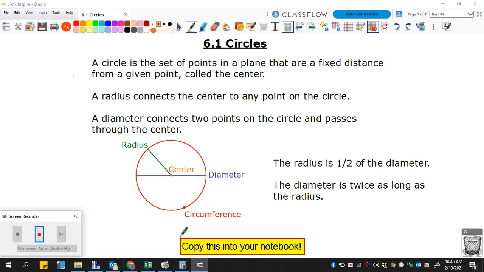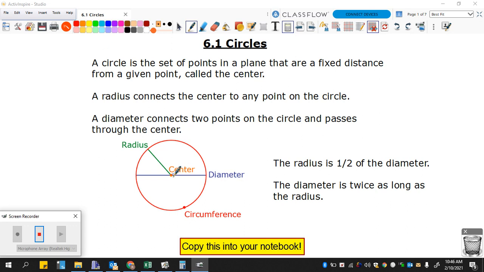All right, in this video, we're going to be talking about circles, and we're going to talk about the different parts of a circle and how to find the circumference of a circle and how to find the area of a circle. So a circle is just simply the set of points in a plane that are a fixed distance from a given point called the center.